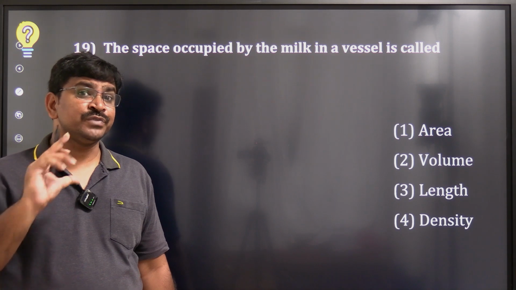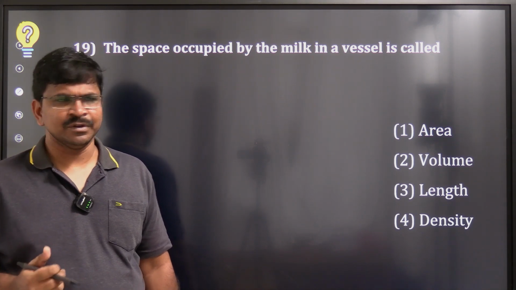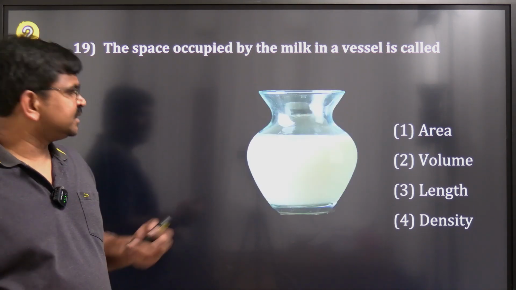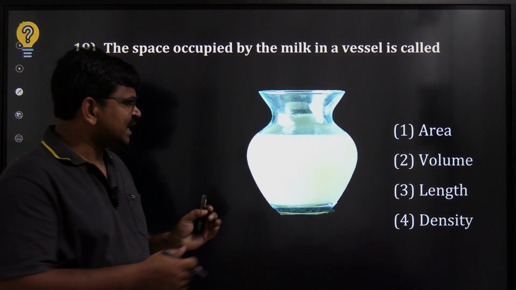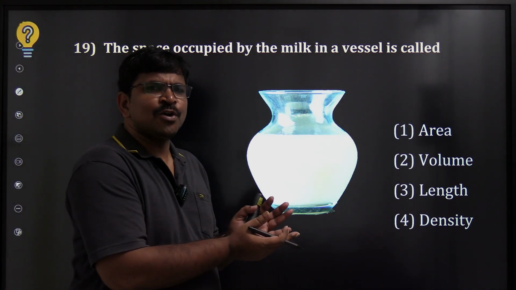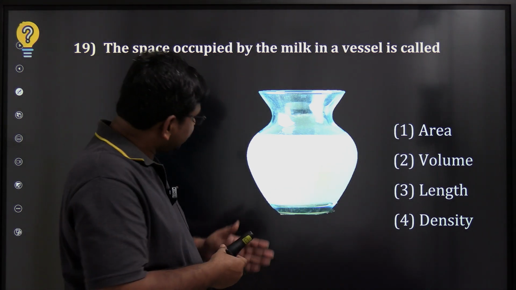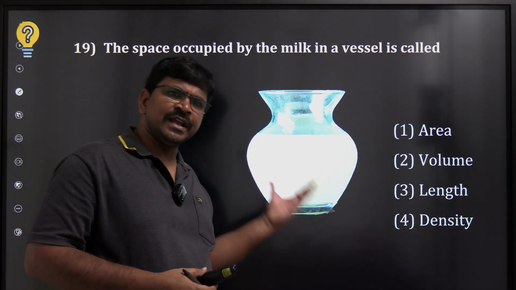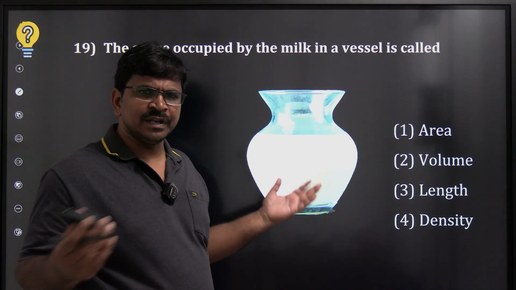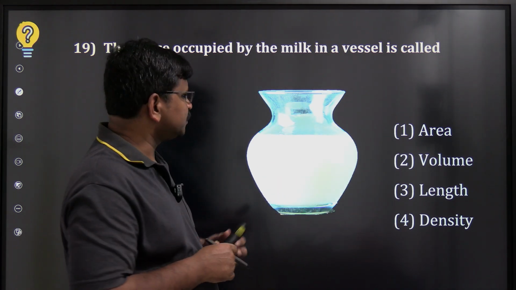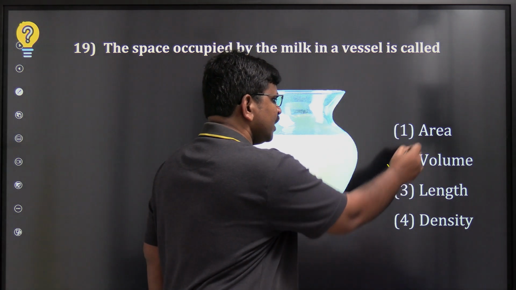And now next question, the space occupied by the milk in a vessel is. And always in physics you must visualize the thing wherever it is applicable. So now milk in a vessel means something like this. So this is actually occupied with base, so base area will be there, and into height. So whenever both area and height are there, definitely it is volume. So that is why the correct option is volume.